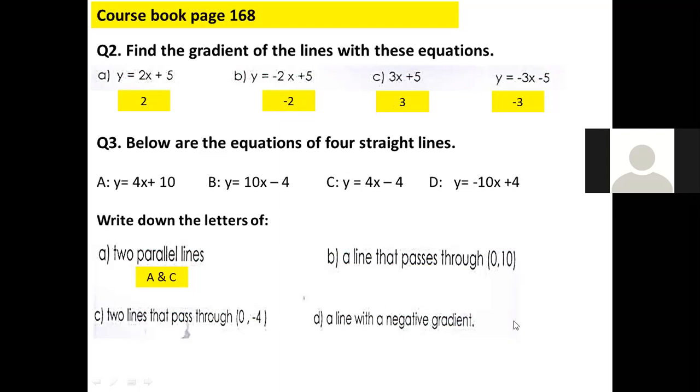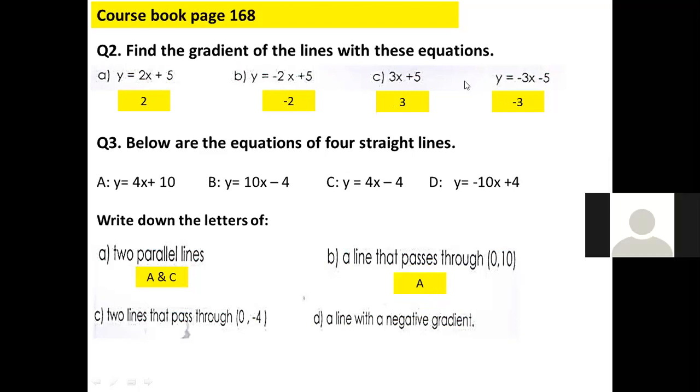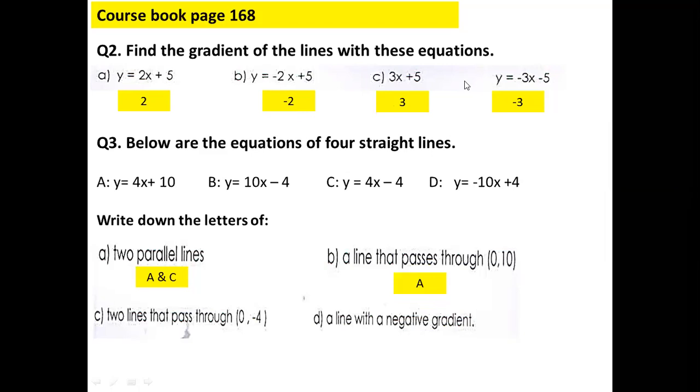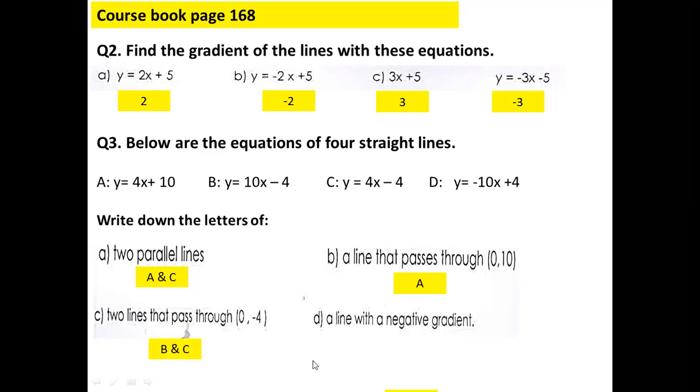Teacher, it's A. It's A because we are looking for the y-intercept, that is right. Okay, 2 lines that pass through 0, -4. Who has it? Selina, go ahead. The 2 lines that pass through 0, -4 are B and C. That is right, they are B and C.